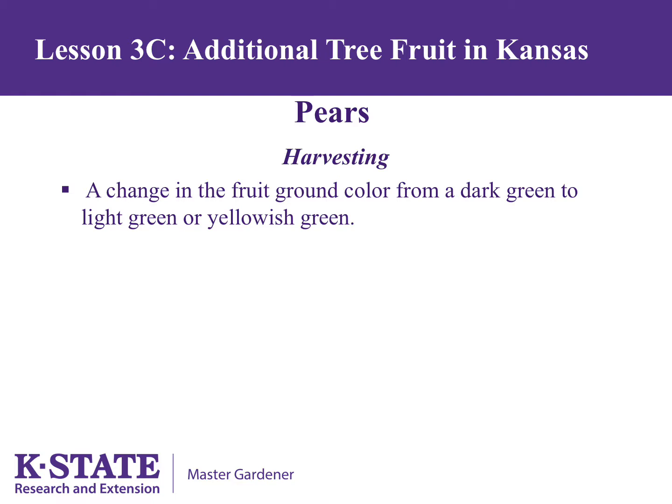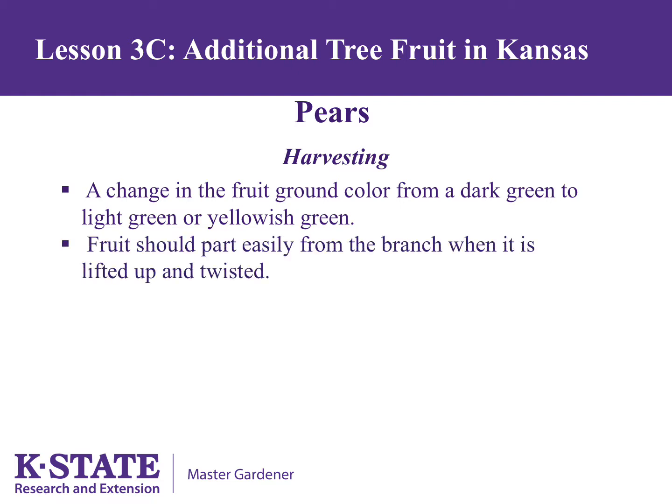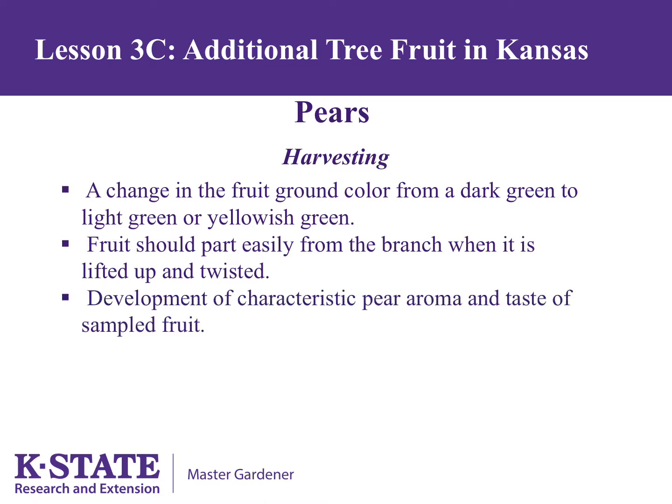The background color of the pear fruit should go from a dark green to light green or yellowish green. Pears should part easily from the branch when it is lifted up and twisted. The fruit will develop the characteristic aroma and taste. They will not taste ripe, but will not have a starchy flavor either. If they taste starchy, they are not ready for harvest.